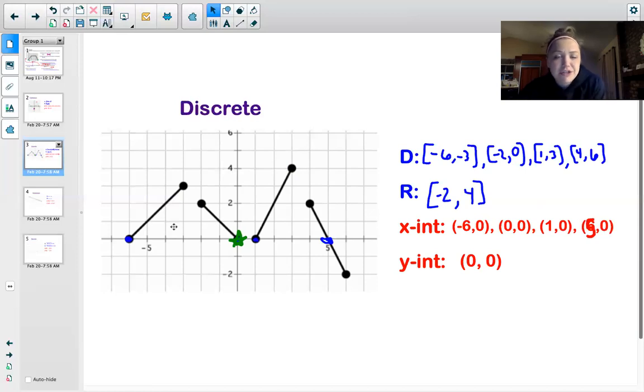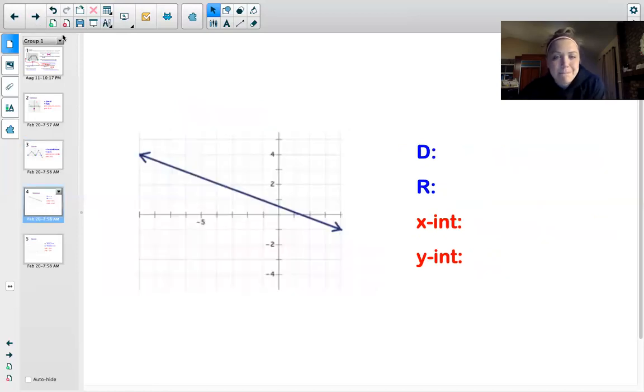Okay, so this one was discrete because it had breaks. Let's look at the next one. Does this have any breaks? No, it does not. Okay, so we know because there are no breaks in the graph, it's continuous. I'm going to have you push pause and try domain, range, and the intercepts. Try it. Go.